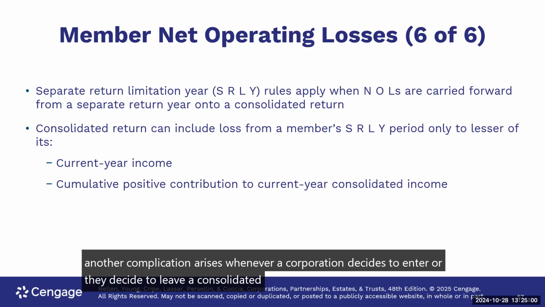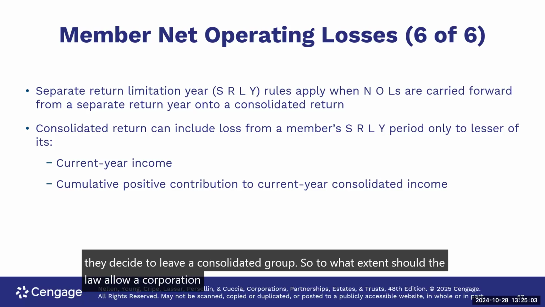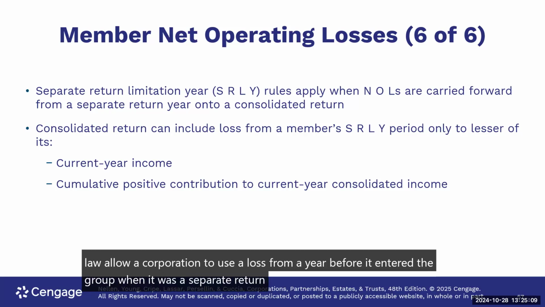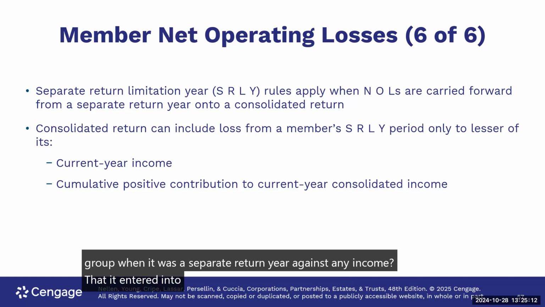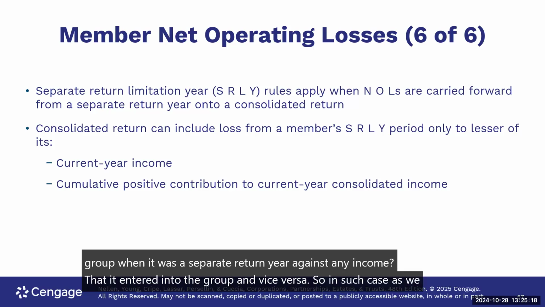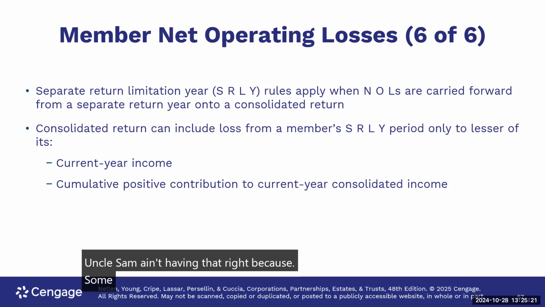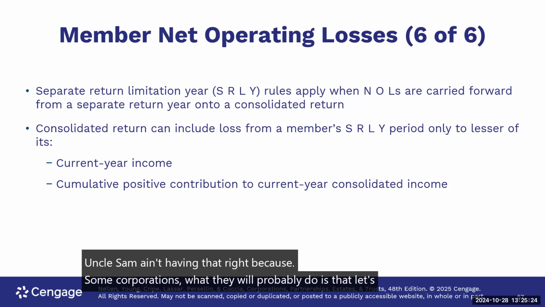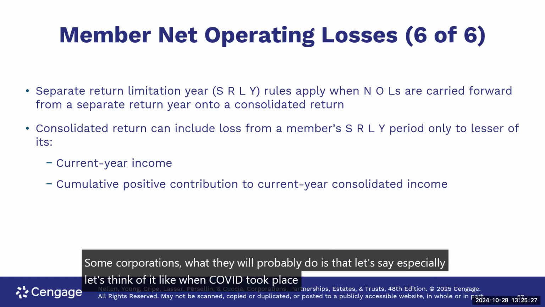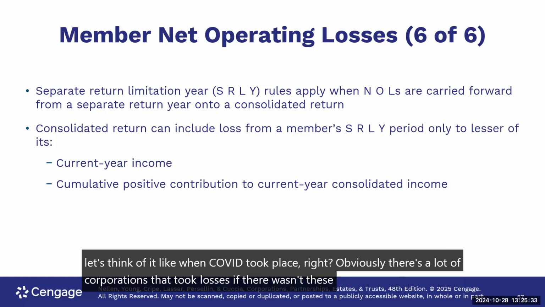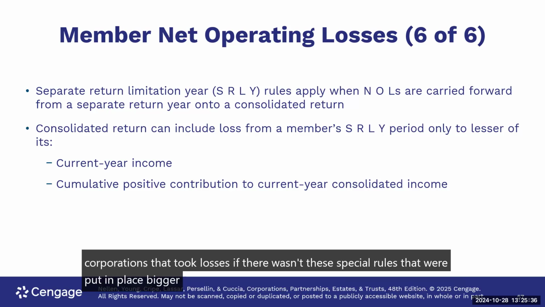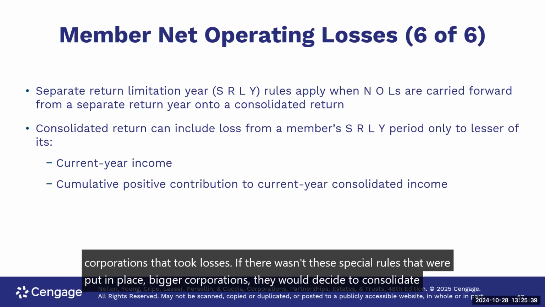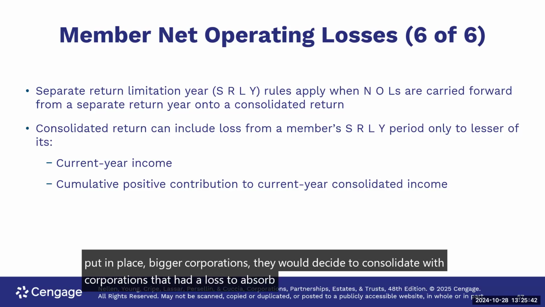To what extent should the law allow a corporation to use a loss from a year before it entered the group, when it was a separate return year, against income after it entered the group, and vice versa? As we know, Uncle Sam ain't having that. Think of when COVID took place: obviously, a lot of corporations took losses. If these special rules weren't in place, bigger corporations would decide to consolidate with corporations that had a loss to absorb the losses. But again, Uncle Sam ain't having that.